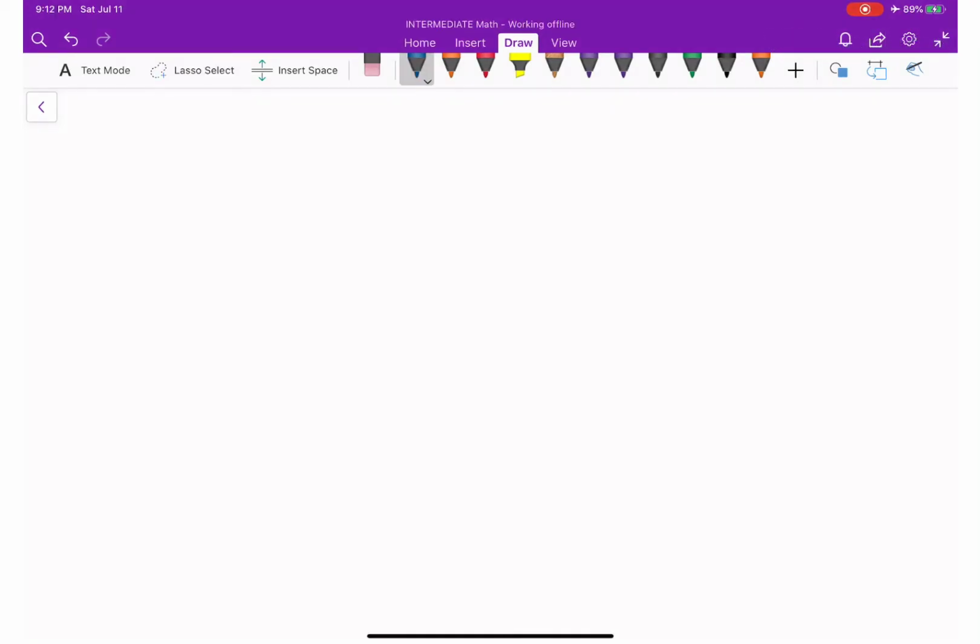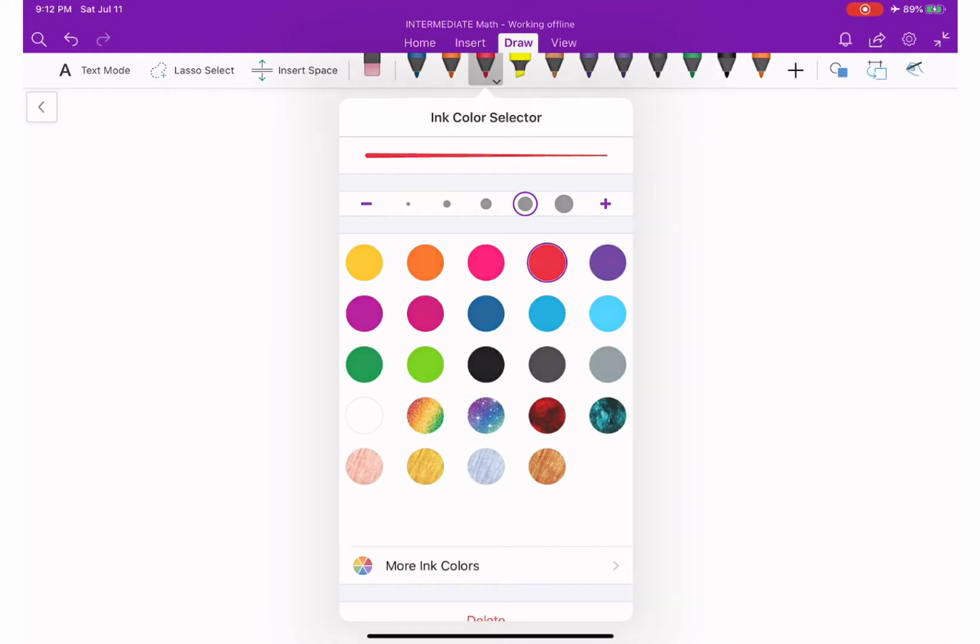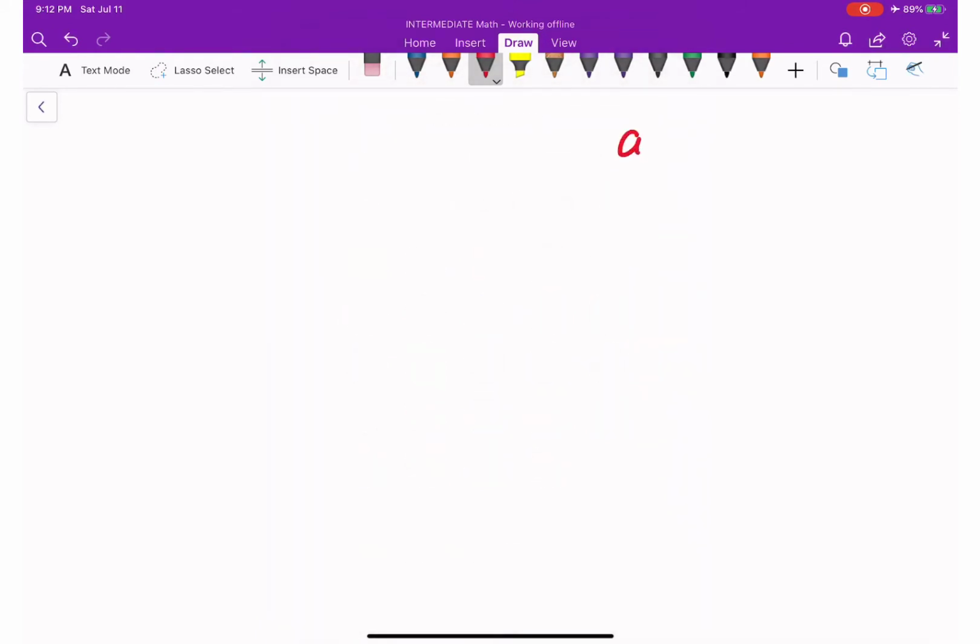Special case of multiplication. A minus B times A plus B is equal to A squared minus B squared. It's just a shortcut of multiplication. Let me show you.